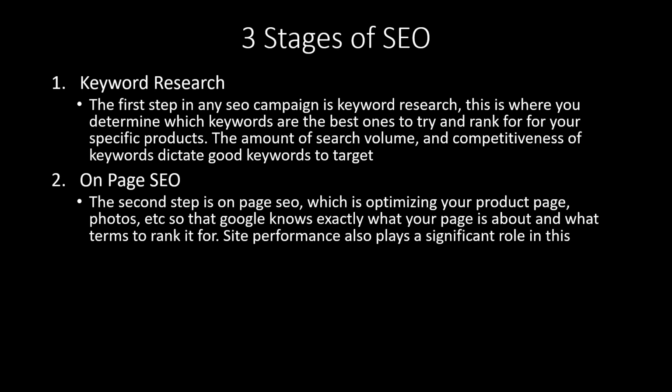The second stage is on-page SEO, which is optimizing your product page, your photos, and your entire website, so that Google knows exactly what your page and website is about and what terms to rank it for. Website performance, such as loading speed and bounce rate, also play a significant role in this as well.